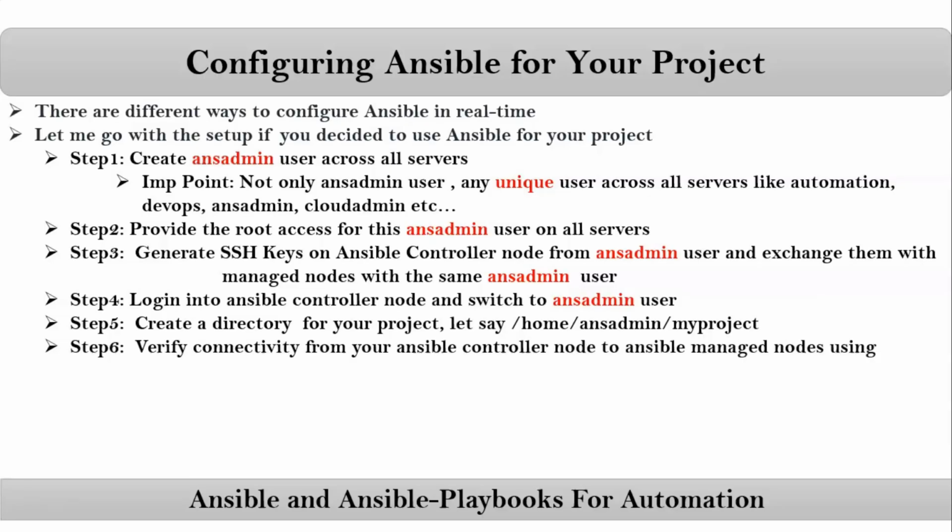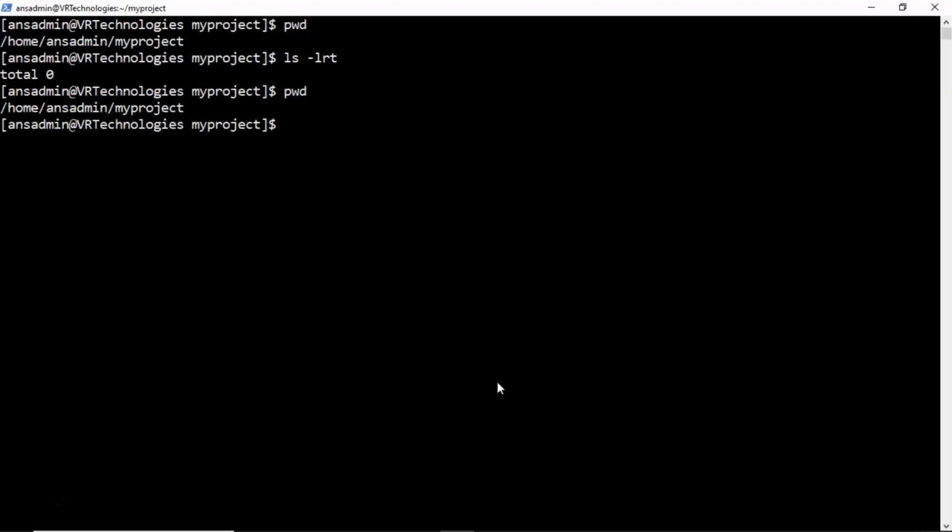Then final step, verify connectivity from your Ansible controller node to Ansible managed nodes using ansible all -m ping or ansible all -m ansible.builtin.ping. Let me use second command because we are using Ansible version greater than 2.10. So let me run ping module from your project directory. So simply ansible all -m ansible.builtin.ping. See the result.